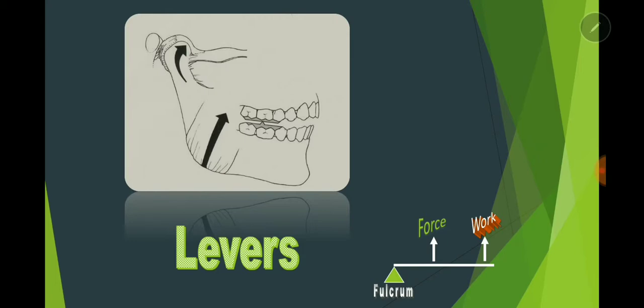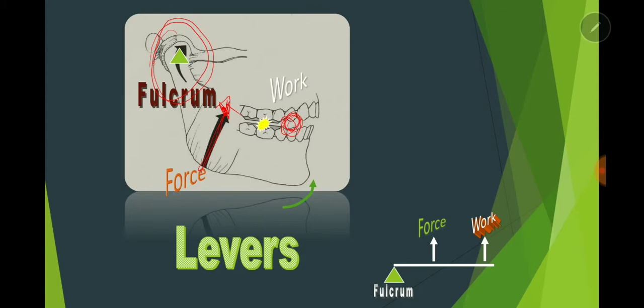The fulcrum here is the TMJ, and then your force is the masseter and medial pterygoid muscles applying the force there, and you have the work. The work is the food, which goes in between. So all these act as a class three lever. Fulcrum, you have force, and you have the work done, crushing. Crushing food is work. You're always doing work when you're eating, all right?